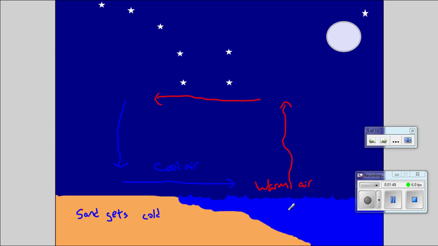Day or night, most of the time the water keeps a stable temperature. So at night, the air above the land gets cold, whereas the air above the water is a little bit warmer. So this warmer air will rise, and the cooler air from the land is replacing it. This effect is known as a land breeze.